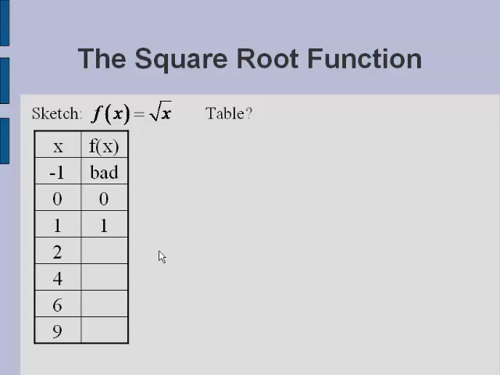If we use a calculator, we find that the square root of 2 is about 1.4. The square root of 4 is 2. The square root of 6. Now again, this is not a nice number, but again, we could use a calculator to find that the square root of 6 is about 2.4. And then finally, for 9, the square root of 9 is 3.